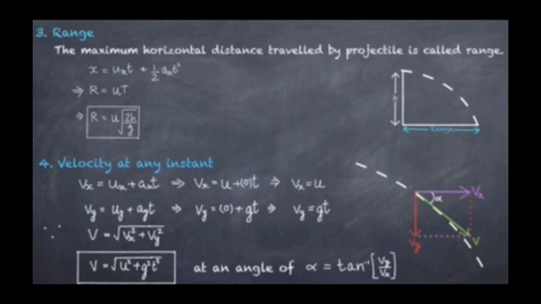Hence the resultant velocity at any time t, the magnitude of resultant velocity or speed, is given by v is equal to root of v of x squared plus v of y squared. Then v is equal to root of u squared plus g squared t squared, at an angle theta is equal to tan inverse of v of y by v of x. That's all.